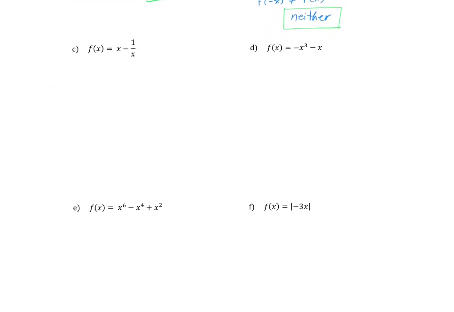In C, we have f of x equal to x minus 1 over x. Again, the first thing I'm going to check is, is it even? So I want to compute f of negative x. f of negative x would be negative x minus 1 over negative x. So again, wherever I see x, I'm just replacing it with negative x. That means that f of negative x is equal to negative x plus 1 over x. There is nothing I can do to get f of x equal to f of negative x. Since these are not the same, it's not even.